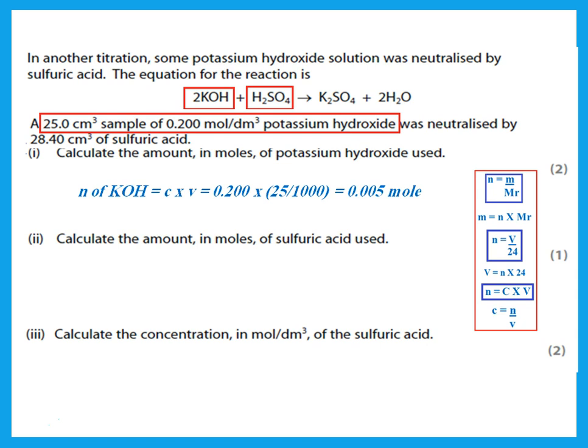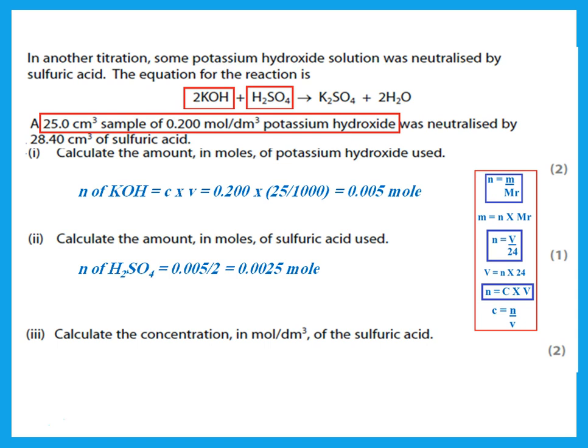So I go back to the equation. What does the equation tell me? It says 2 moles of KOH react with 1 mole of sulfuric acid. That means the number of moles of sulfuric acid is actually half of what we got for potassium hydroxide. So that gives me number of moles of sulfuric acid.